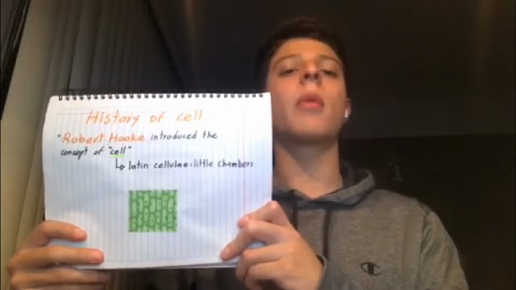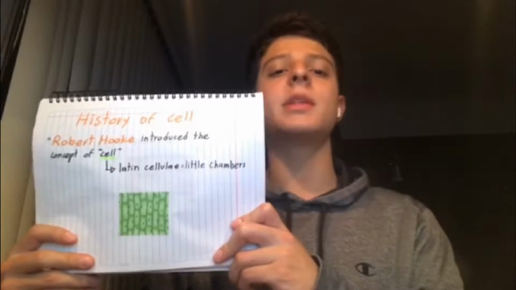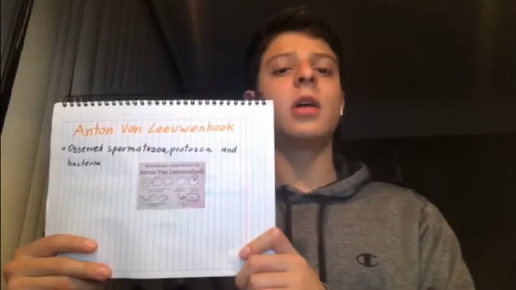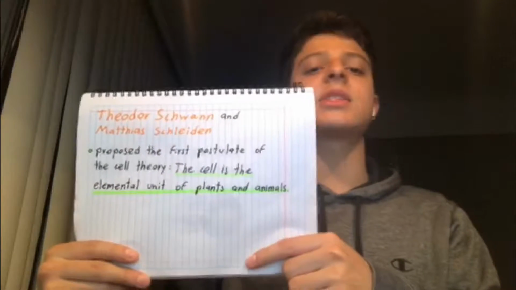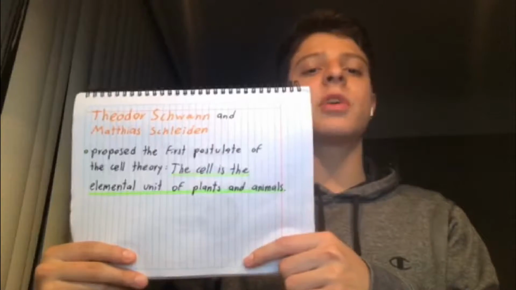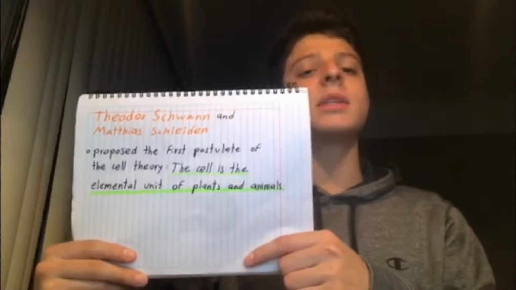History of the cell. Robert Hooke introduced the concept of cell, which comes from Latin and means little chambers. Anton van Leeuwenhoek observed spermatozoa, protozoa, and bacteria. Theodor Schwann and Matthias Schleiden proposed the first postulate of the cell theory: the cell is the elemental unit of plants and animals.